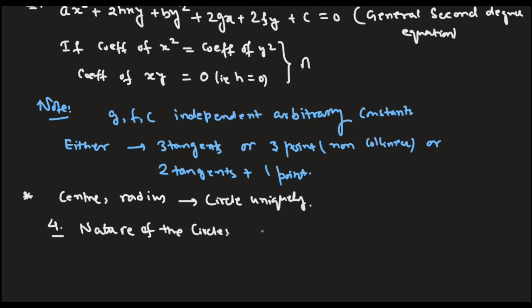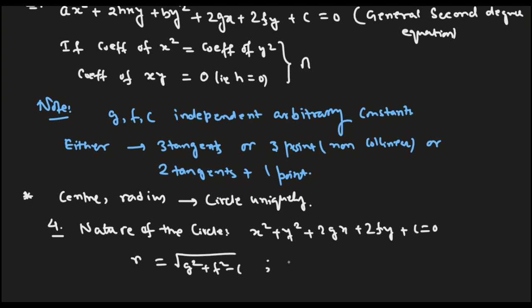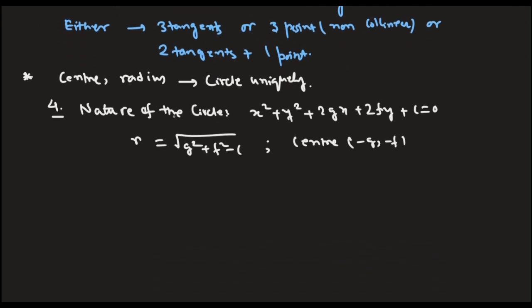First of all, the general equation of the circle: x square plus y square plus 2gx plus 2fy plus c equals 0. This equation represents a circle, there is no doubt. The radius is root over g square plus f square minus c, and the center of the circle is (minus g, minus f). So now 3 cases will happen.